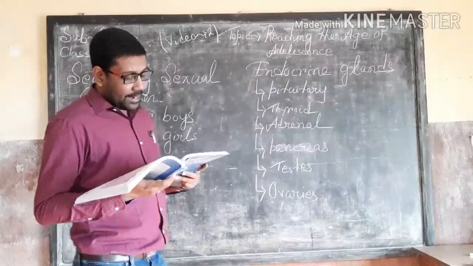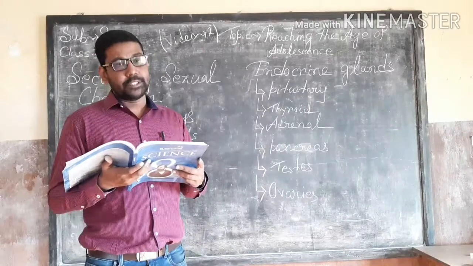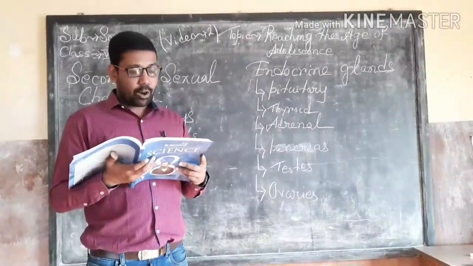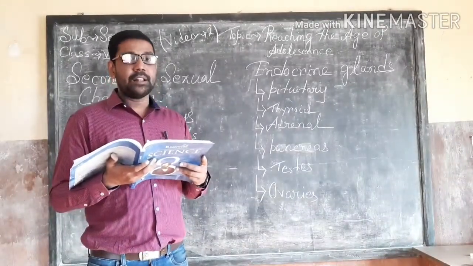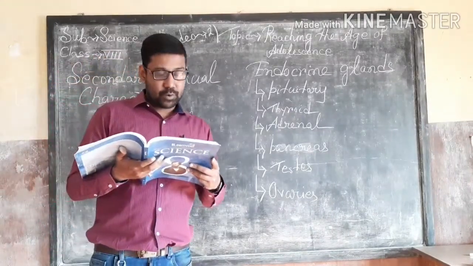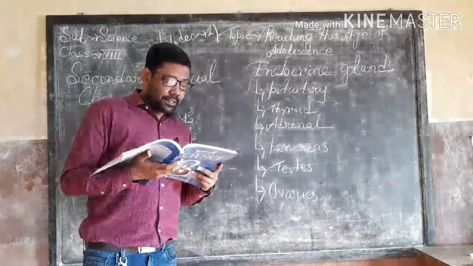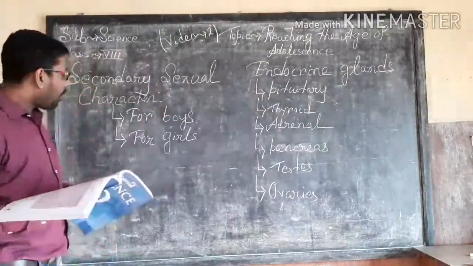The external characteristics that develop during puberty and help to distinguish a male from a female are called the secondary sexual characters. And after that, the secondary sexual characters in boys.